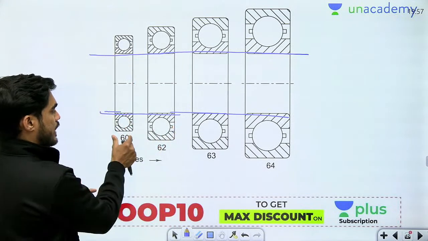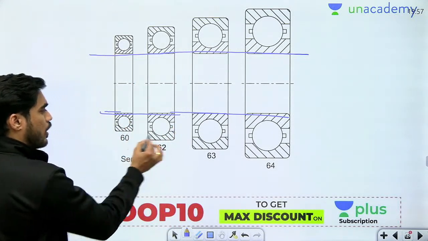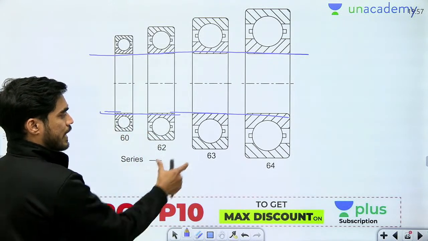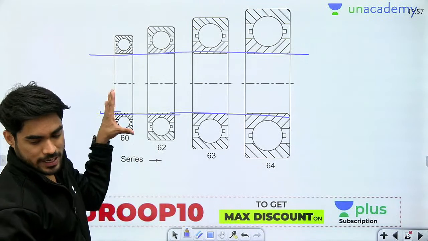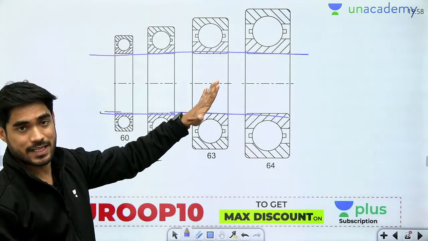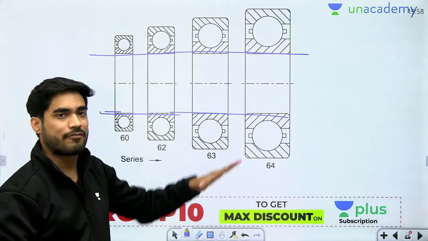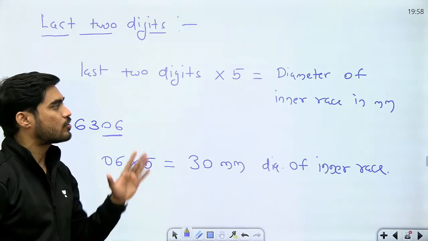Different width and height. Okay, so this is the 0 series. This is the smallest, then a little bigger than that, then a little bigger again, and then the biggest. Okay, so you can see how the width and height are changing. This is how you can find out the overall size of the bearing.